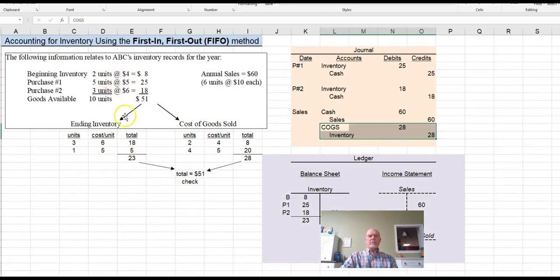Well, if you had it laid out in this other order, first in, first out, I'm just summarizing it here. We sold the 2 $4 items first, and then 4 of the $5 items. That added up to a total of 28.